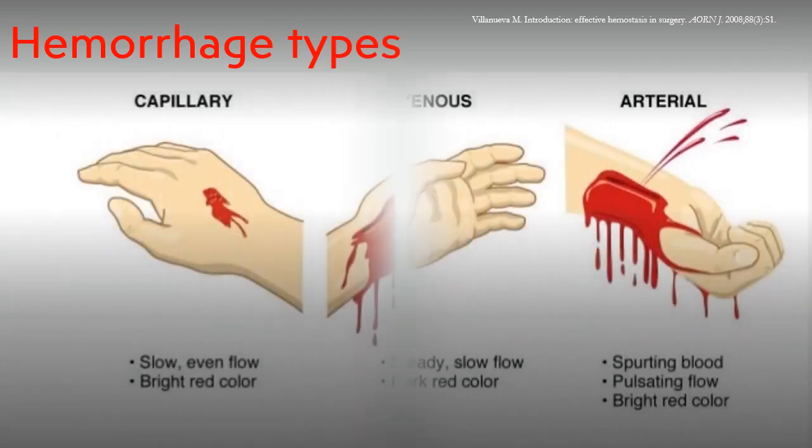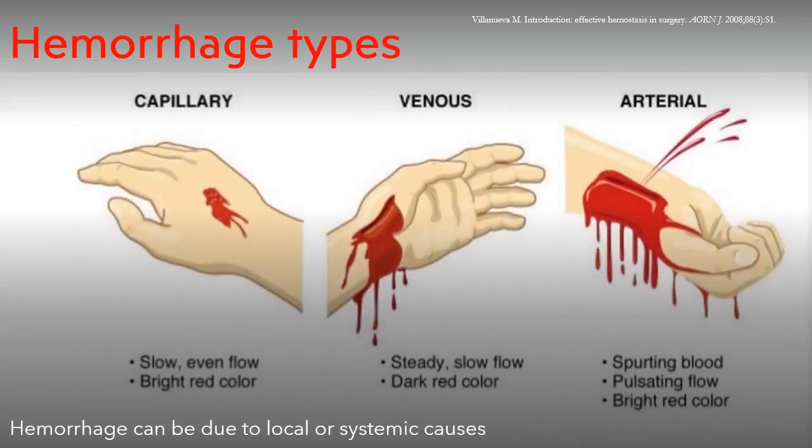Before we continue with hemostasis, we need to understand what exactly hemorrhage is. Hemorrhage following or during surgery can occur due to either local or systemic causes. In a healthy individual, the postoperative bleeding is mainly due to local causes. When we talk about the hemorrhage type, it can either be a capillary type, which is slow and even flow, and the color is bright red, or it can be venous type, wherein it is steady, slow flow, and the color of the blood is steady and dark red. And the third type is the arterial hemorrhage, which has a spurting, pulsating blood flow, and the color of the blood is also bright red.